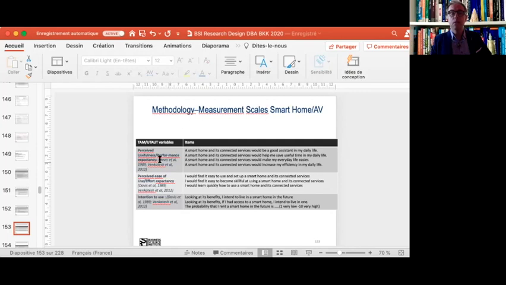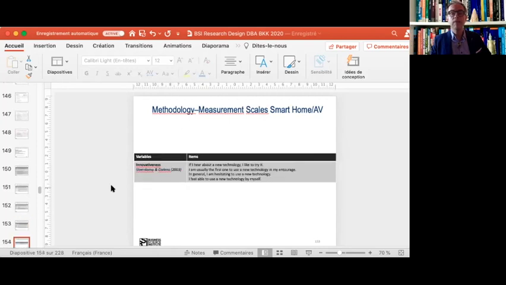And finally, intention to use from Venkatesh and colleagues 2012. Looking at its benefits, I intend to live in a smart home in the future. If I had access to a smart home, I intend to live in one. The probability that I rent a smart home in the future is low or high.